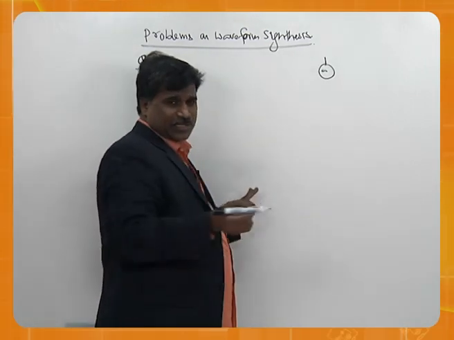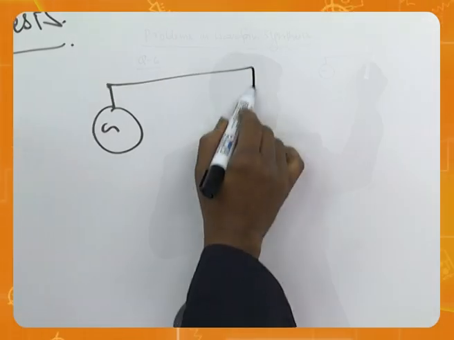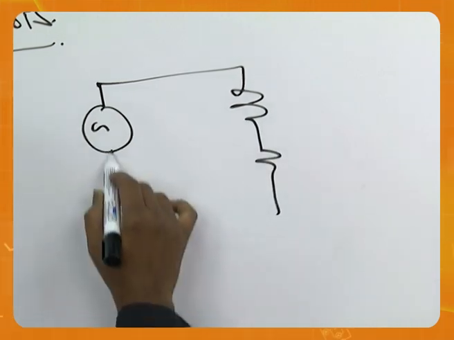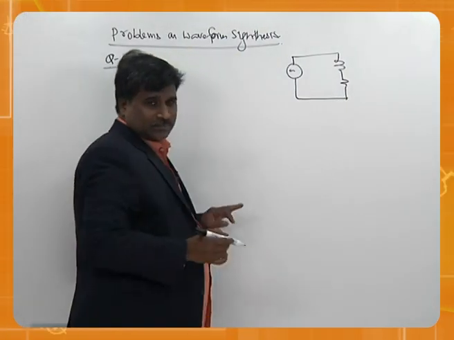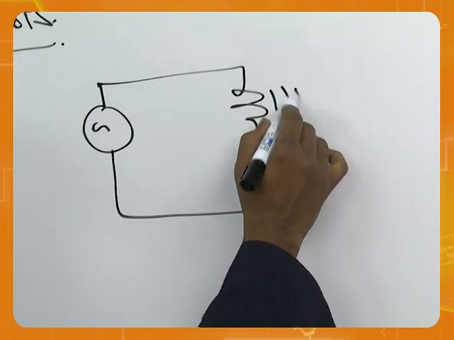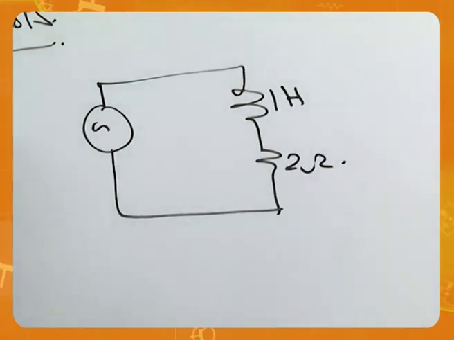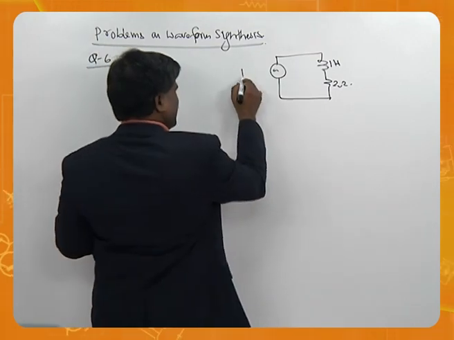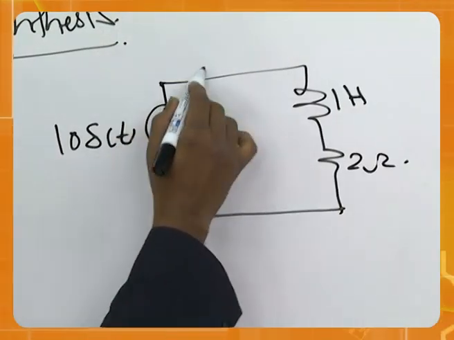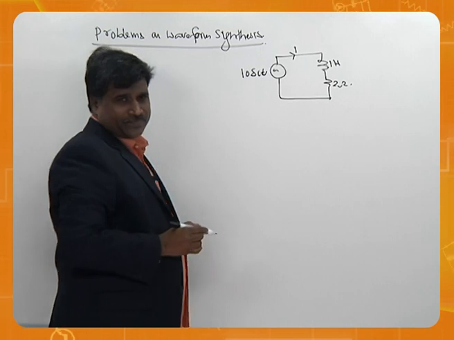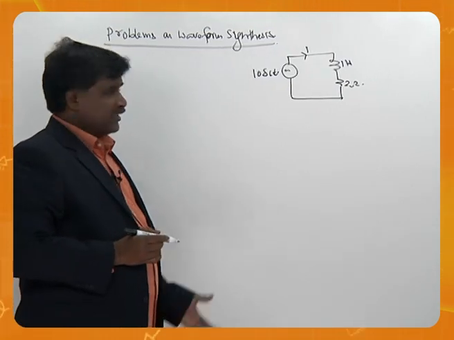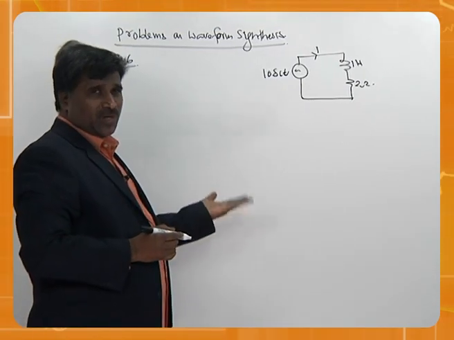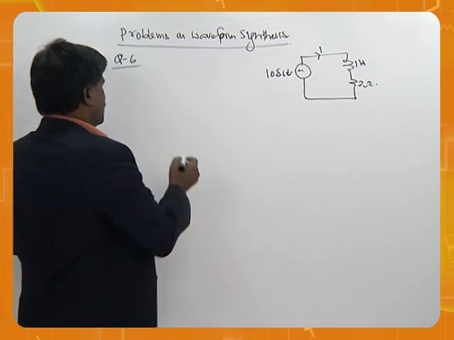That is also same as previous. You have an inductor and a resistor here. Inductor is 1 Henry, 2 ohms. Input is 10 into delta t. I is here. So we can take I of t.